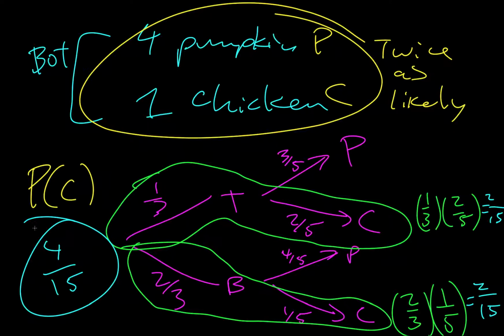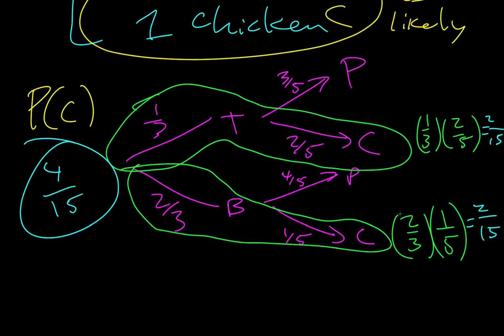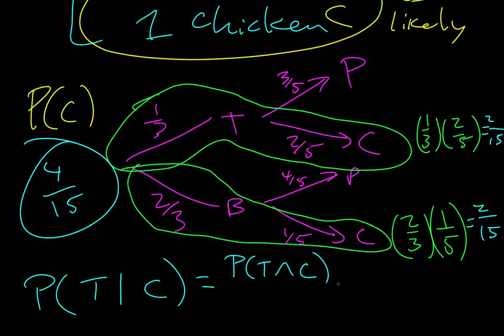Now part B, suppose Lukash takes 1 can of soup without looking at the label. Find the probability that it was taken from the top shelf given that it was chicken. Okay, so now what we're trying to find is probability of top shelf given chicken. So if we write our conditional probability, it's going to be probability of T intersect C over probability of C.